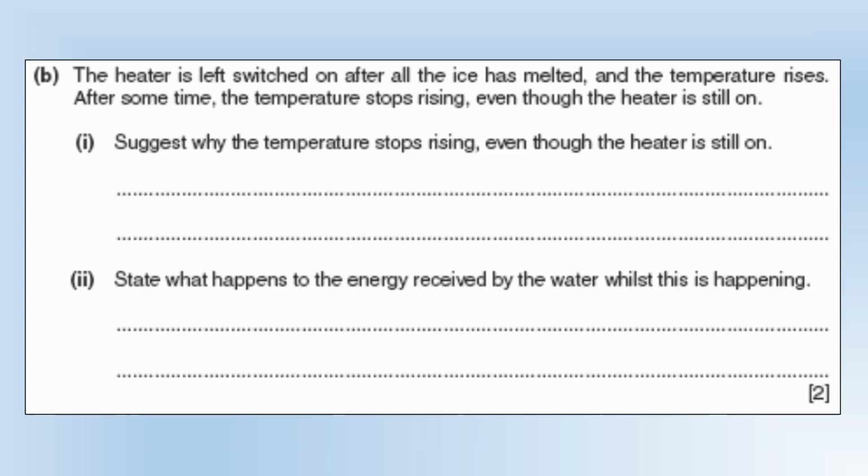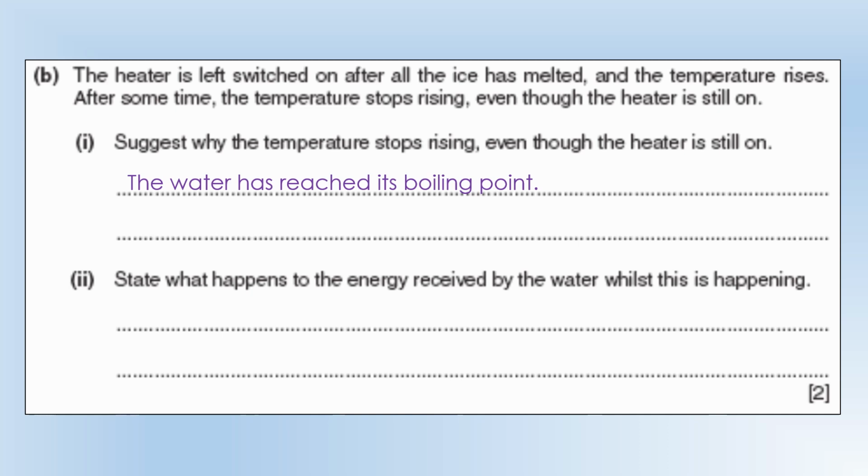The heat is left switched on after all the ice is melted and the temperature rises. After some time, the temperature stops rising, even though the heater is still on. Suggest why it stops rising. Well, we must have reached its boiling point, or 100 degrees, so we're going through another state change, because if temperature stops changing, that means a state change is occurring.